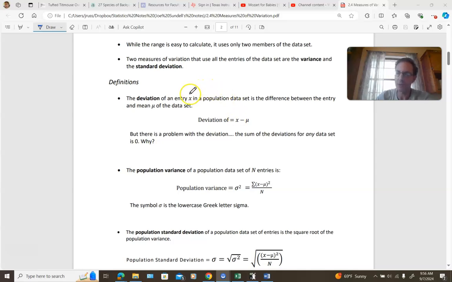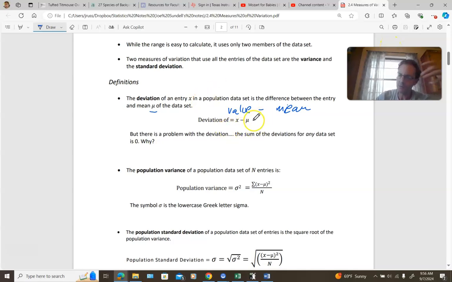So X just represents a data entry. And so the difference between the entry and the actual mean of the data set, remember, for a population we use the Greek letter mu. So the deviation would be X minus mu, or the actual value minus the mean. So that's what a deviation is.